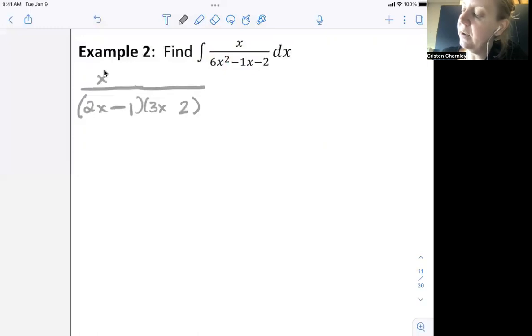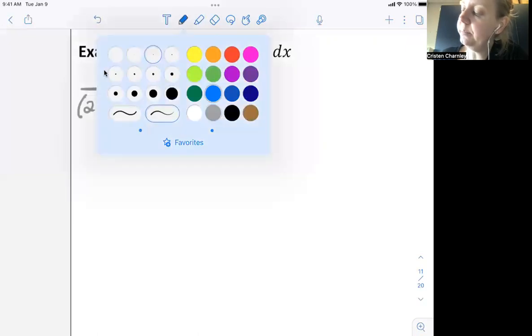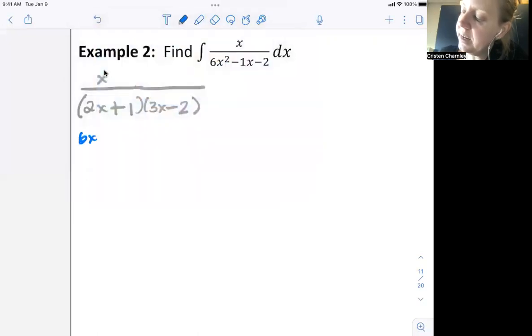This would be a negative. Nope, this would be the negative and this would be the plus. So I'm just going to double check real quick. 6x squared minus 4x plus 3x minus 2. We're good to go.